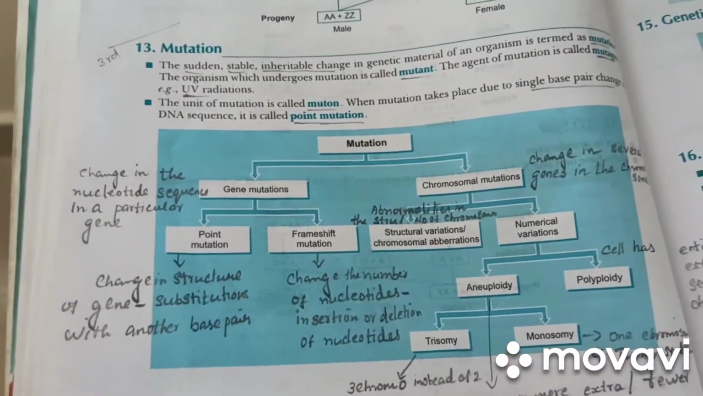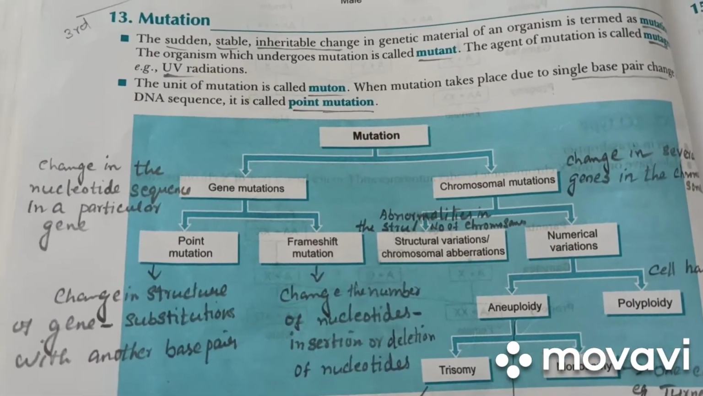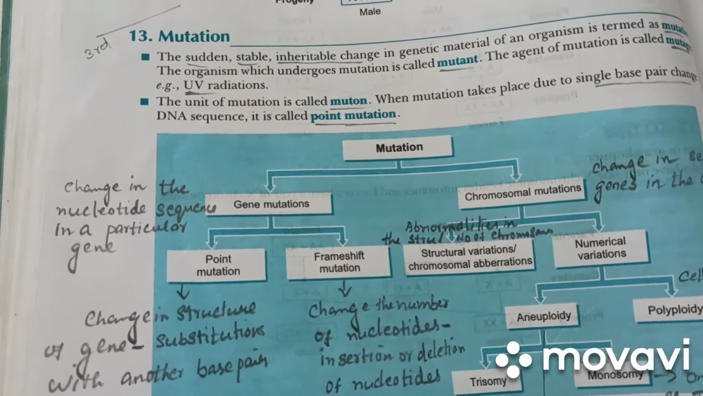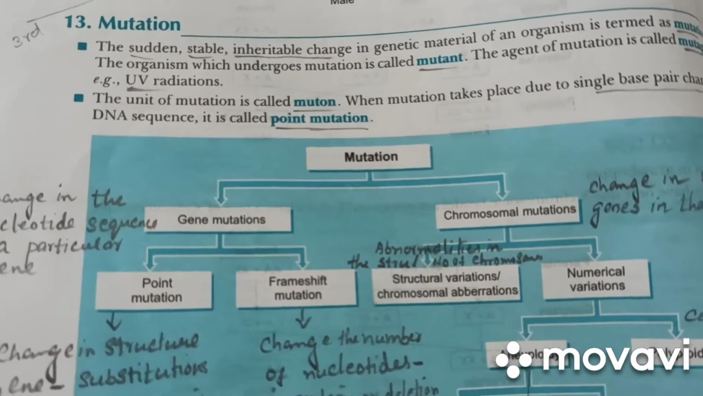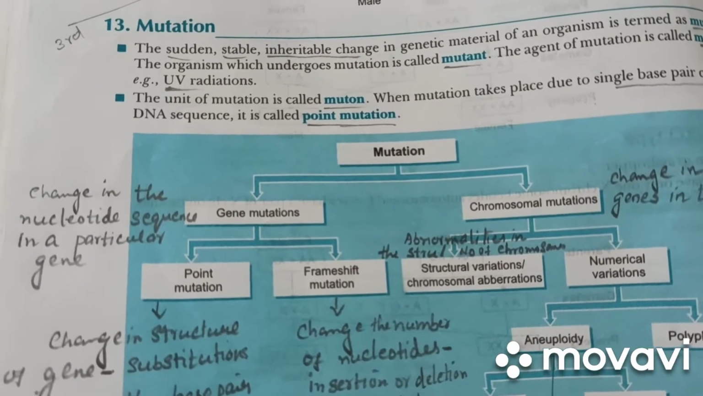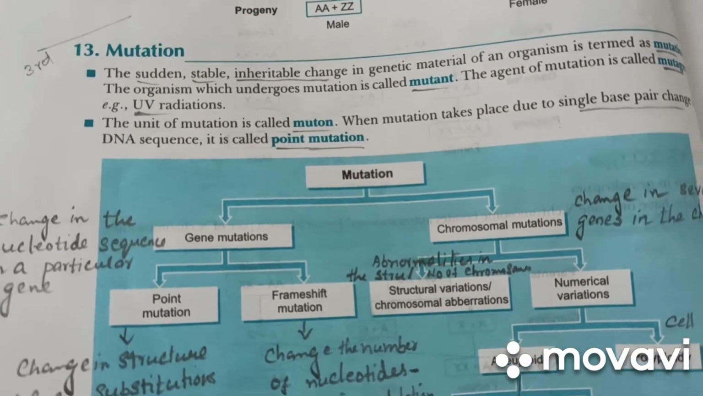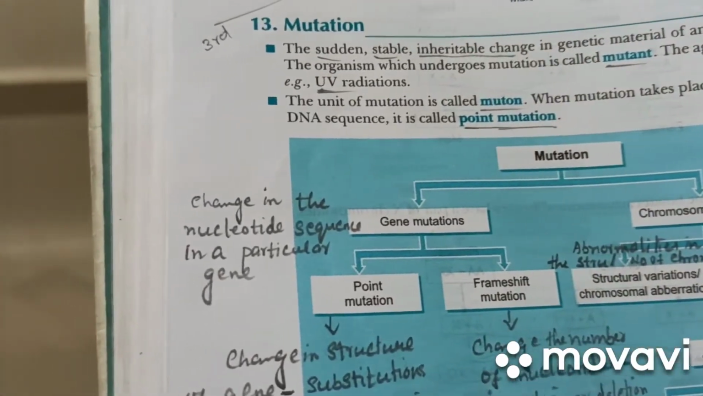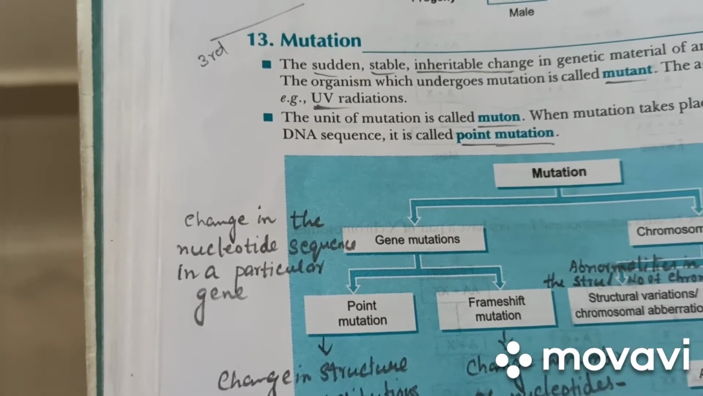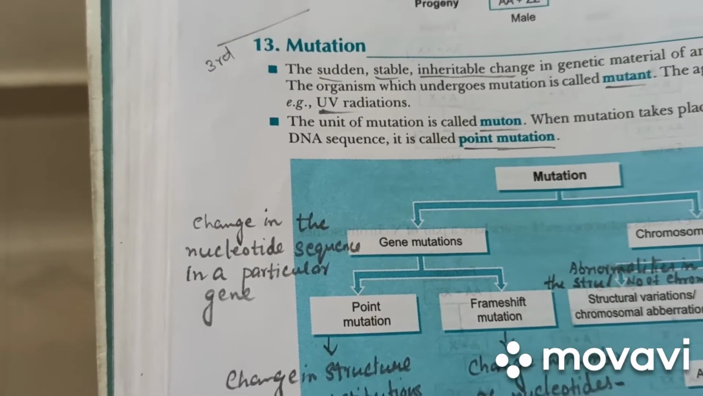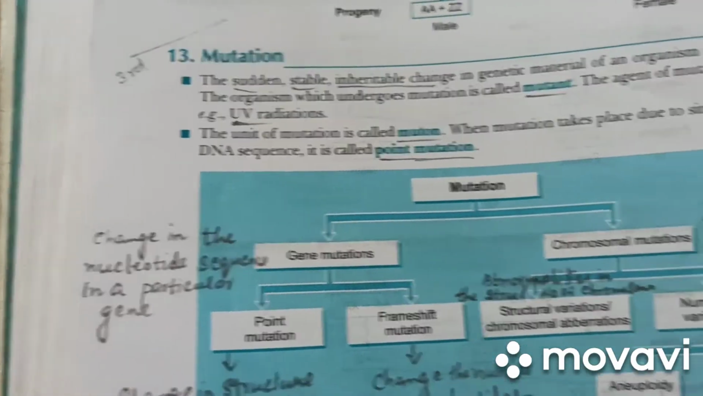Let us see about the mutation. There are different types of mutations. The first one, we are going to divide into two types. One is gene mutation, second one is chromosomal mutation. So what is the difference between these two? Gene mutation takes place in a gene, but a chromosomal mutation takes place in a chromosome. So I'll tell you what is gene mutation. Change in the nucleotide sequence in a particular gene. That is called gene mutation.